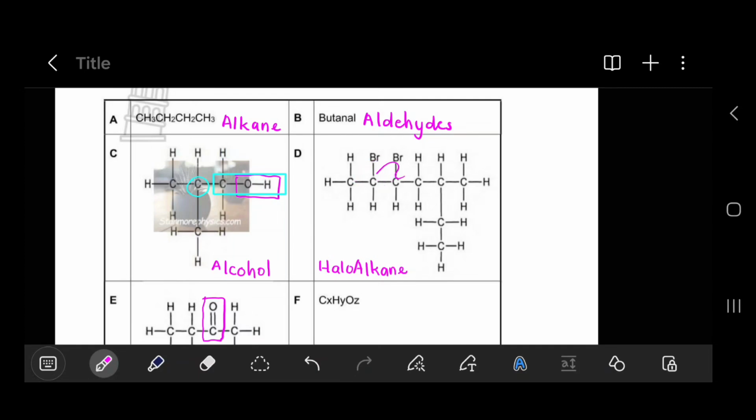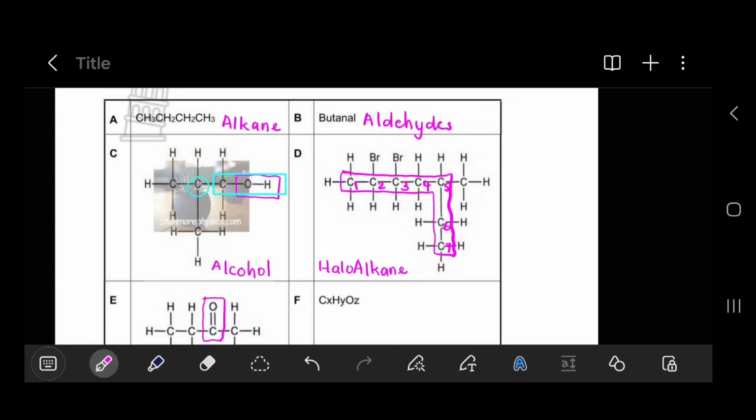We can get 1, 2, 3, 4, 5, 6. 1, 2, 3, 4, 5, 6, 7. 7 is the longest parent chain. So we take the parent chain this way. Then it's quite obvious here that you need to number left to right so that your bromines lie on the lowest carbon atom. So let's number.